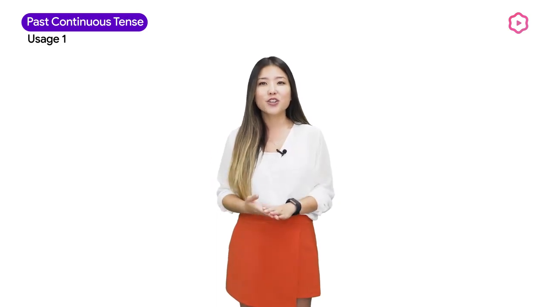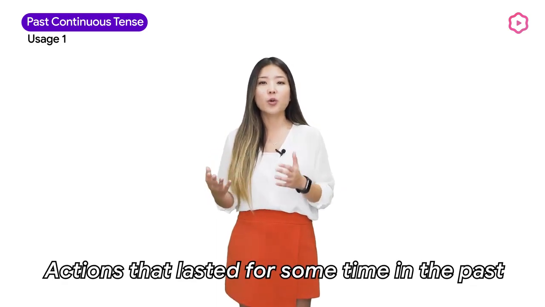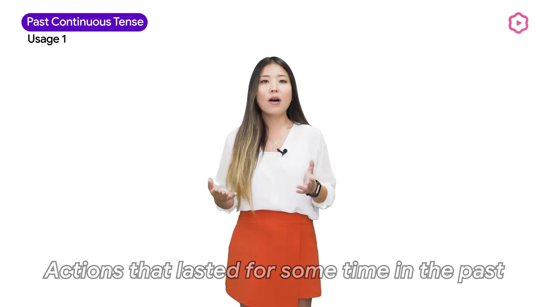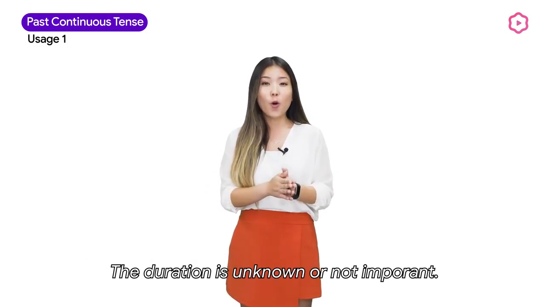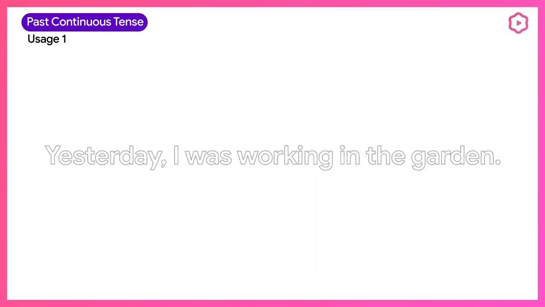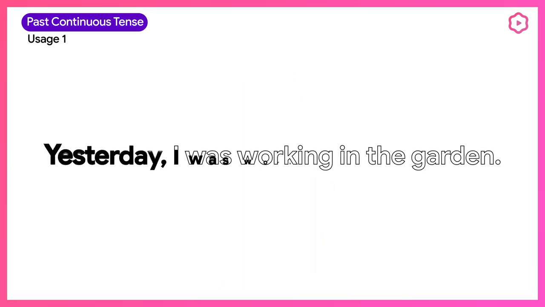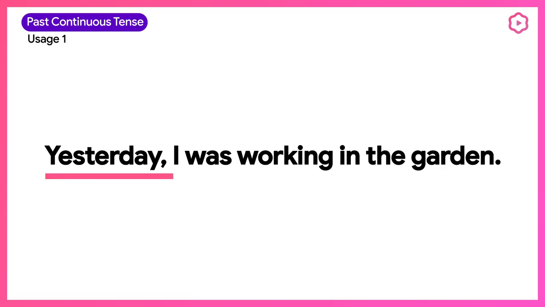Let's talk about the first usage of the past continuous tense. We use this tense to talk about an action or situation that lasted for some time in the past. However, the duration is unknown or unimportant. Let's look at the example. Yesterday, I was working in the garden. This is something that happened for a time in the past, but how long I was working in the garden is not important.